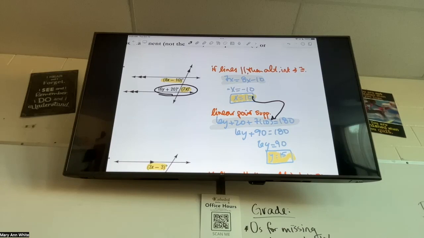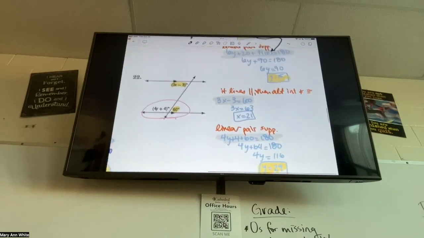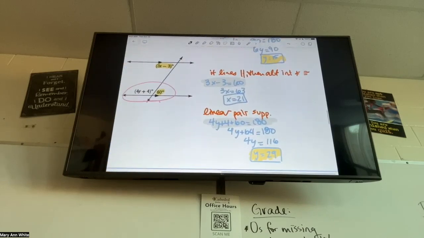All right, looking at that last one then, same idea. This time I had alternate interior angles again, and I had a linear pair right there. So alternate interior angles are congruent, so 3x minus 3 equals 60, and then for the linear pair, 4y plus 4 plus 60 equals 180. So again, if those were hard for you, if you got something wrong, remember the biggest thing is our statement first, and then that statement helps us write our equation, and then you can solve from there.